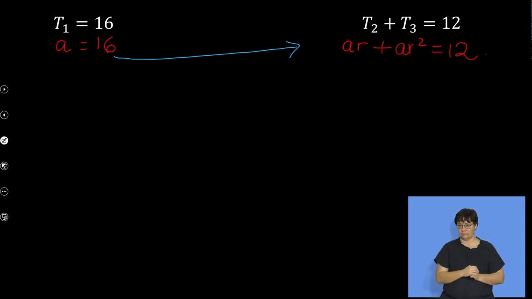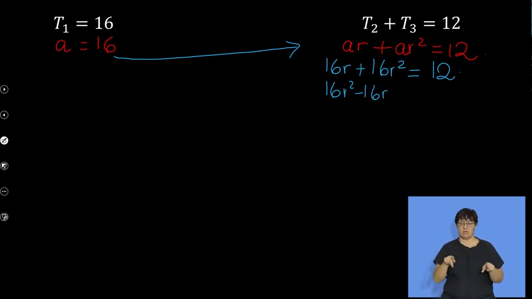I'm going to carry across my A is equal to 16 over to my right-hand side. So I'm going to have 16R plus 16R squared is equal to 12. Great. So now I'm going to make a quadratic equation. So I'm going to have 16R squared minus 16R minus 12 is equal to 0.